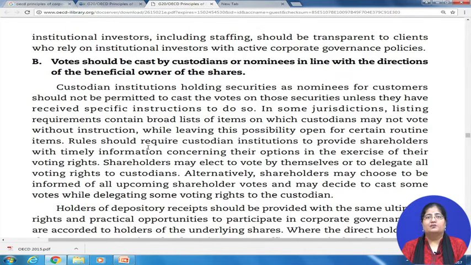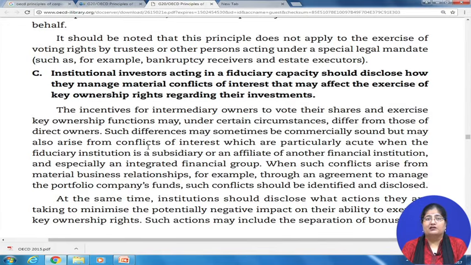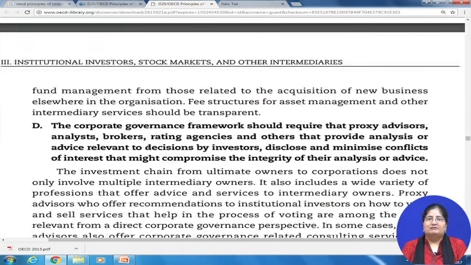Votes should be cast by custodians or nominees in line with the directions of the beneficial owner of the shares. So the description of each of these is given under the specific principle. Institutional investors acting in a fiduciary capacity should disclose how they manage material conflicts of interest that may affect the exercise of key ownership rights regarding their investments.